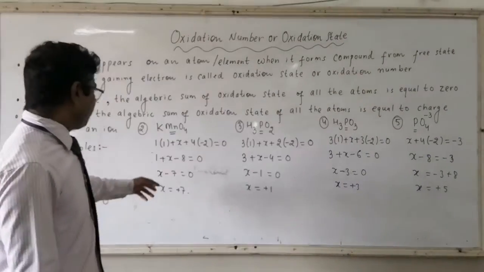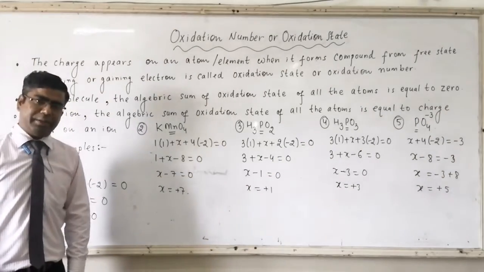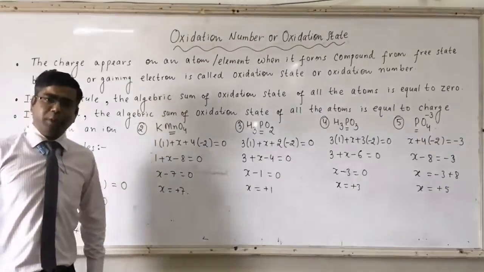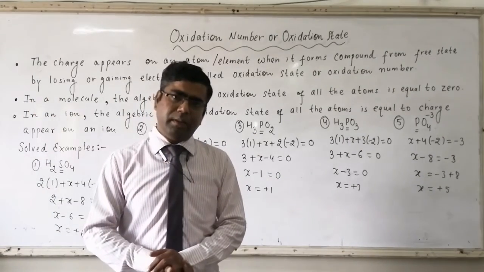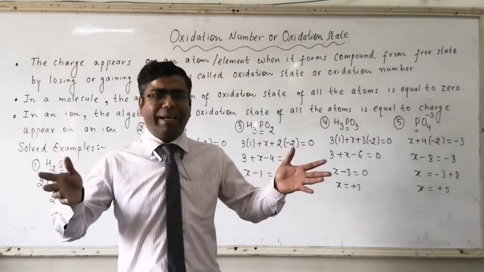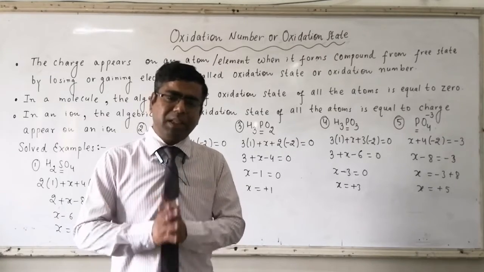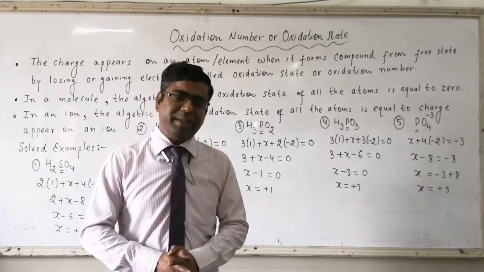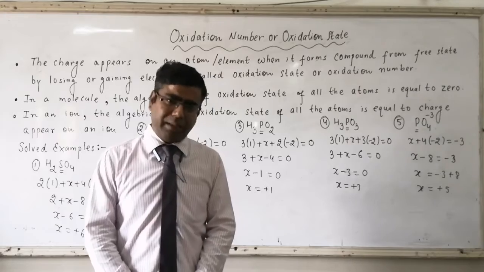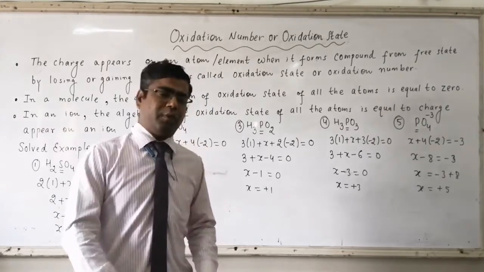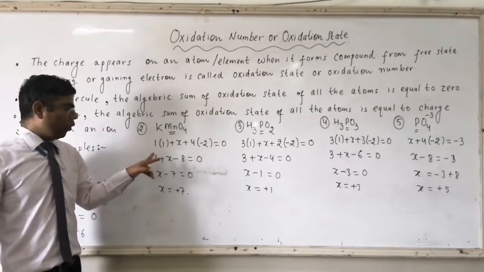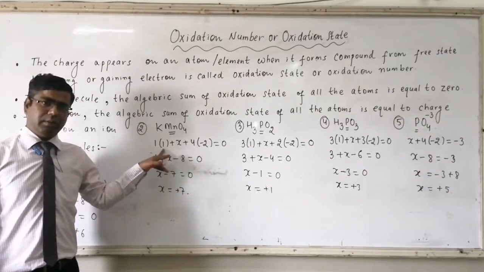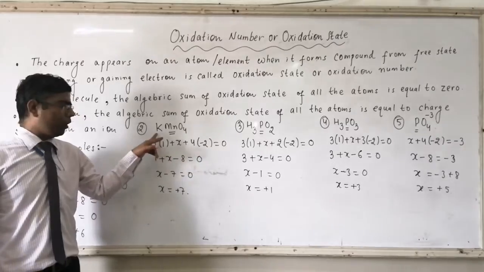Then comes the next one, KMnO4, potassium permanganate. Potassium belongs to alkali metals. It belongs to group 1. They have 1 electron in their valence shell. So the maximum oxidation state which can be exhibited by potassium metal or any alkali metal is always +1. So here we have 1 atom of potassium. 1 into +1. +1 is the oxidation state for potassium.